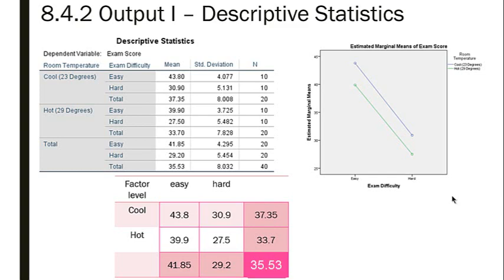The last thing we want to look at is: is there a difficulty by temperature interaction? And from looking at this, I would be very confident to say that no, there's no interaction. I can tell that because the green line and the blue line are parallel. So if the lines are parallel, that means there's no interaction.